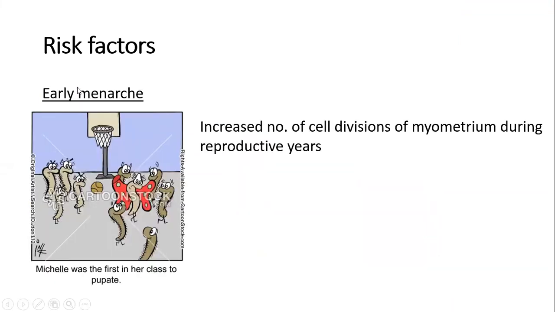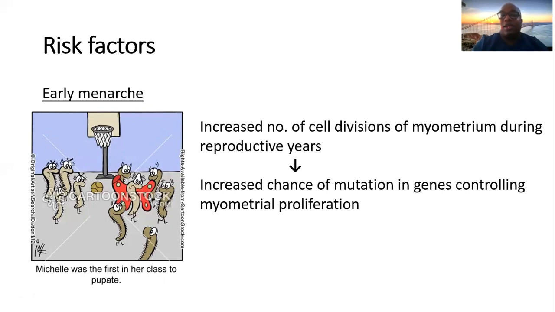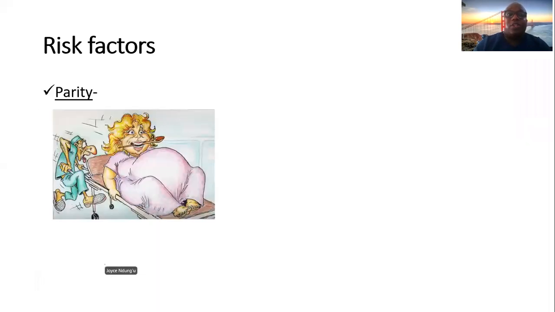So early menarche, we have elaborated on these points. The theory is that there is an increased number of cell divisions of the myometrium during the reproductive age, and activity of the myometrium the earlier the menses start. And then also due to the increased proliferation of the myometrium, there is increased chance of mutation in genes controlling the myometrium proliferation, and that's an increased risk of uterine fibroids.